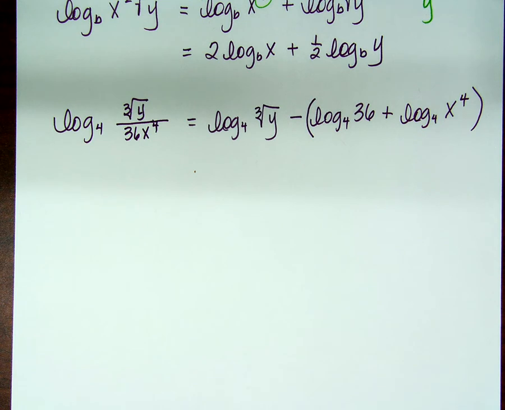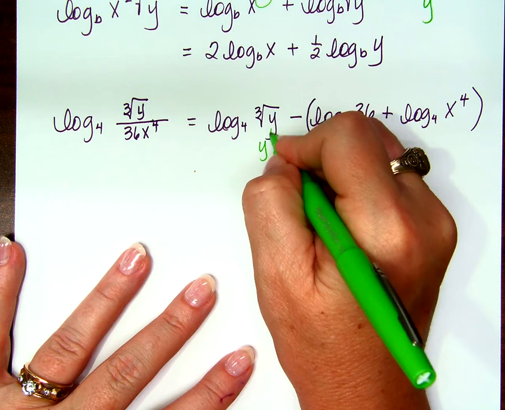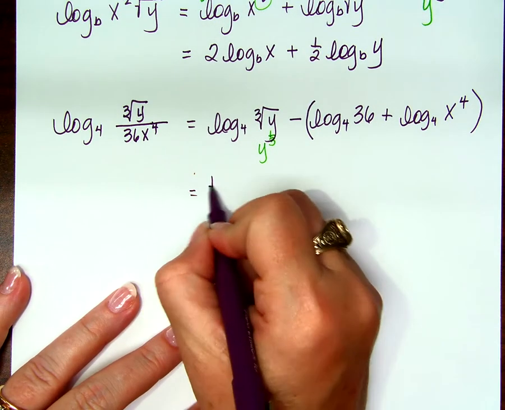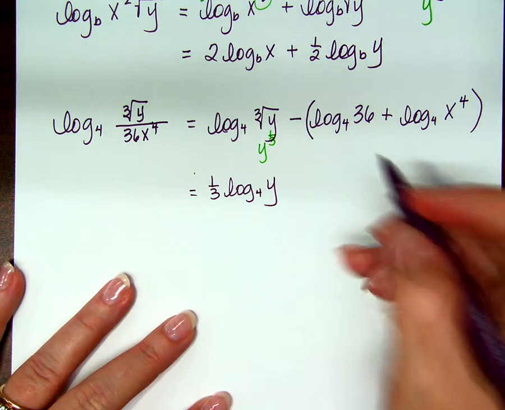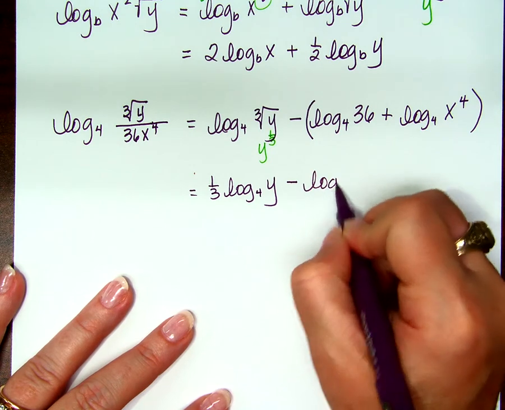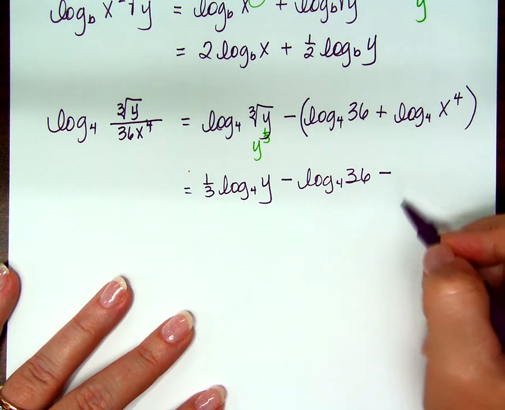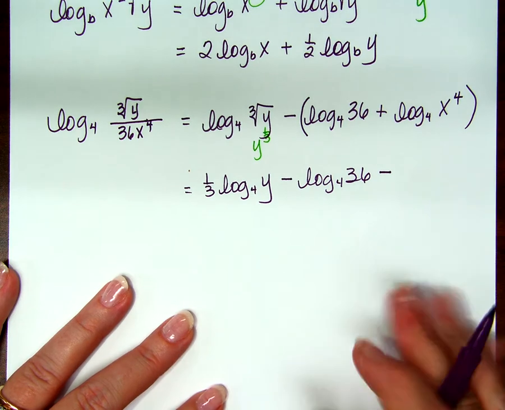Where do you want to go to now? Well, what's this the same as? Y to the 1/3, right? So that can help me out because where is the 1/3 going to go? In the front as a multiplier. 1/3 log base 4 of y, minus log base 4 of 36. But could I also put a minus right here? Isn't it like I'm distributing that negative sign to each one? So I could have done that from the beginning.